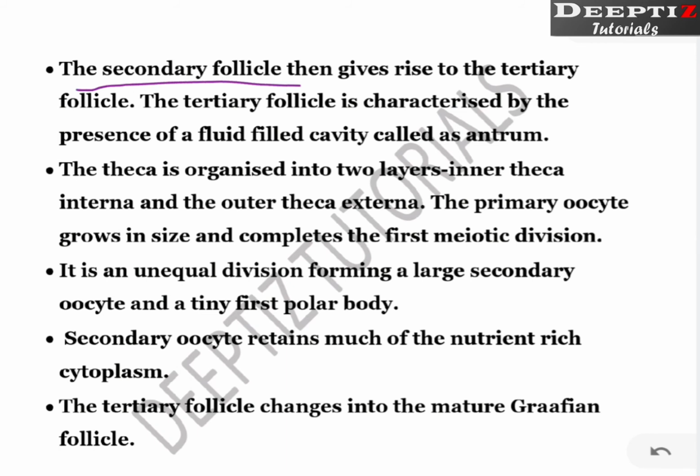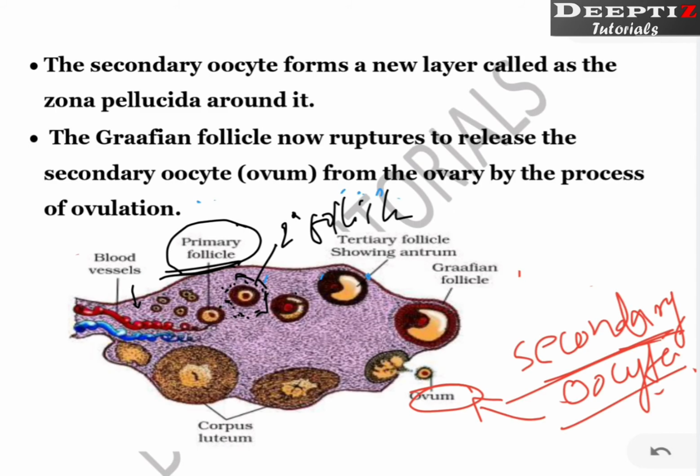Now the secondary follicle then gives rise to the tertiary follicle. Now these tertiary follicles have a speciality, we call it the antrum. Now when you look at this tertiary follicle, you can see some fluid filled cavity here, right? This yellow colored fluid, we call it the antrum. This is the fluid filled cavity.